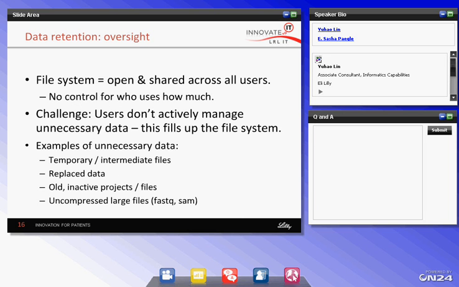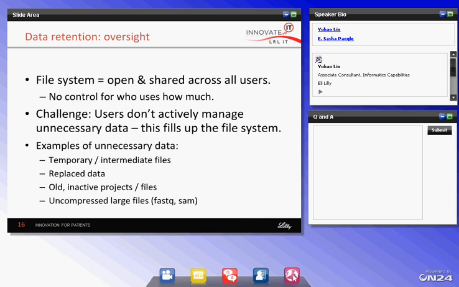Okay. So our file system, the full petabyte rather, is open and shared across all users. So we don't have a way to control who uses how much. It's basically free for all. And we do this for a couple of reasons. One is just because we're serving research and things move fast. So we want people to get access to storage, as we don't want things to slow them down. So that's one reason. But anyway, a side effect to this is users are not actively spending time managing their waste, and it fills up the file system.